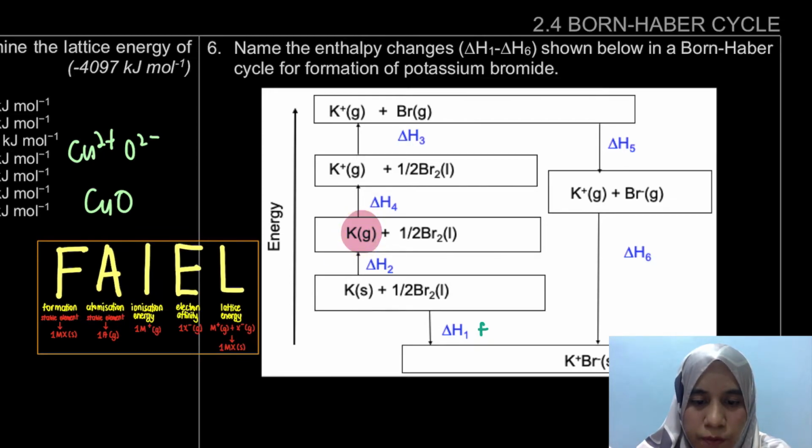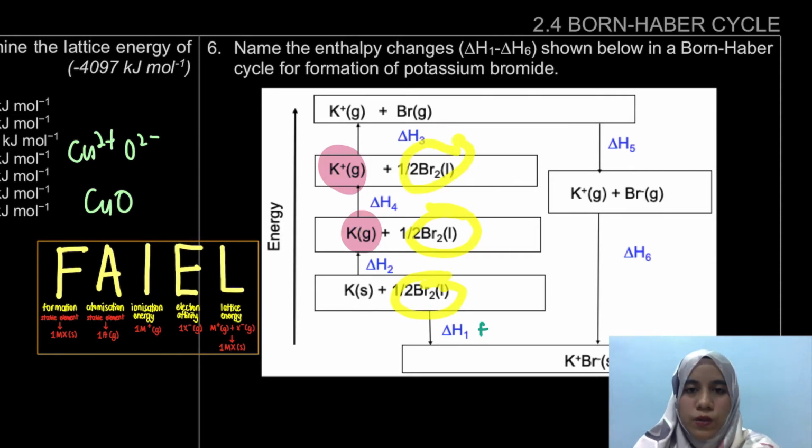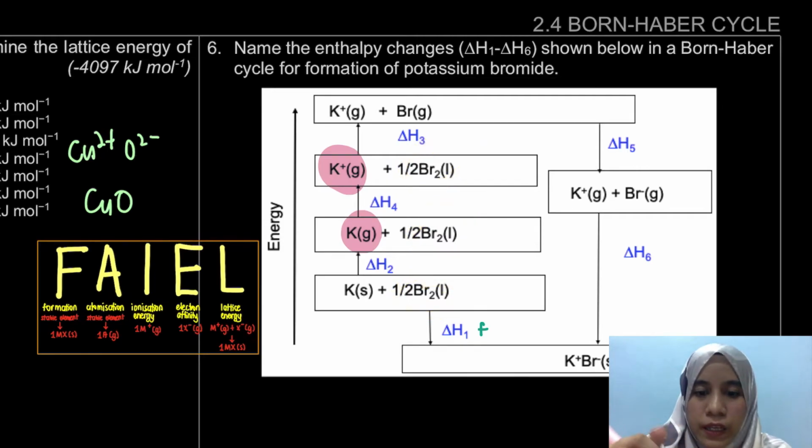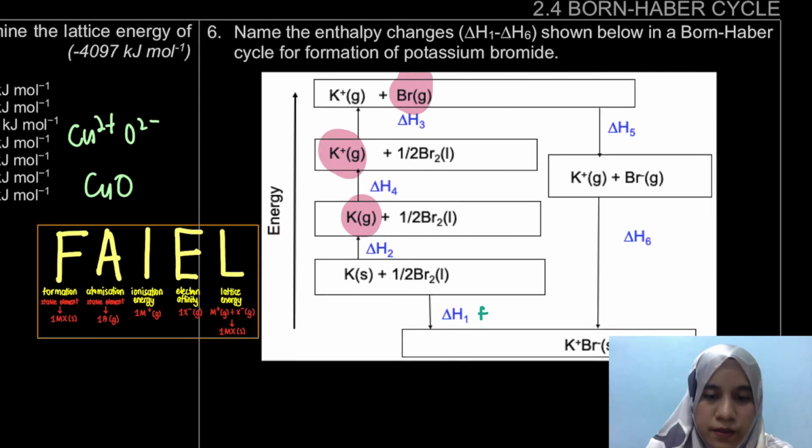Okay, next step, let's see what else. The change here is from K gas to K+. So this is actually the ionization energy of K. We look one by one at what the difference is. From the start the bromine is the same, so it does not involve any bromine yet. But then for H3, the difference is from Br liquid, it becomes Br gas. So here is the atomization. Atomization of what? Of bromine.